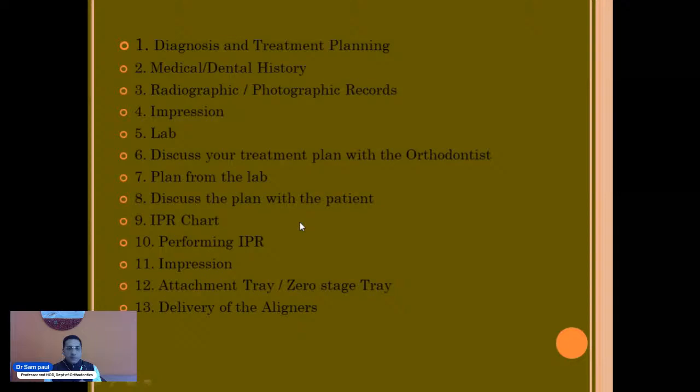In the last case which I showed you, there is a slight amount of proclination, but the patient is not concerned about that. So we had to go with the chief complaint of the patient. We have to address the chief complaint of the patient. So the first thing is diagnosis and treatment planning. How to diagnose? What's the diagnosis of this particular case, and what is the treatment planning? Then medical and dental history, which of course you take for all your dental treatments. Then radiographic and photographic records.